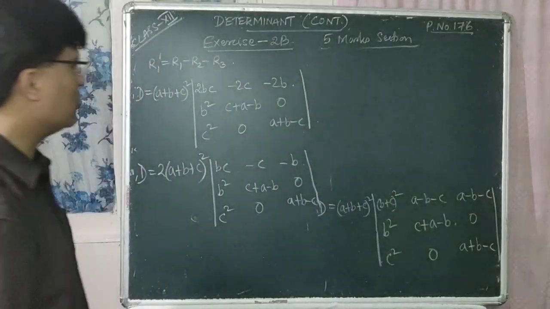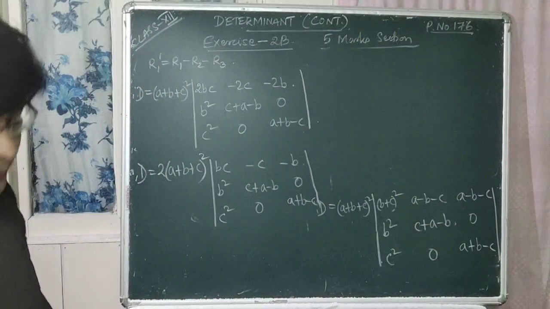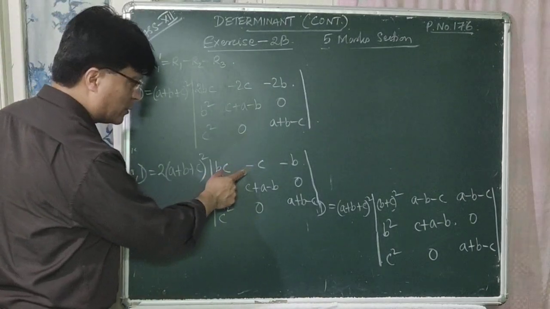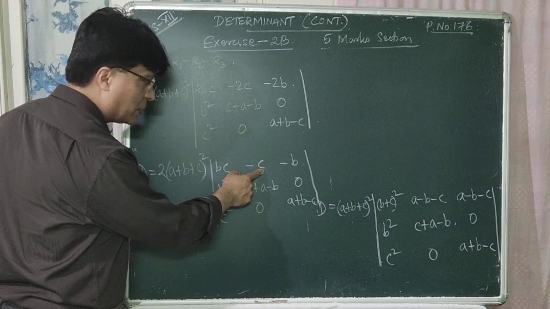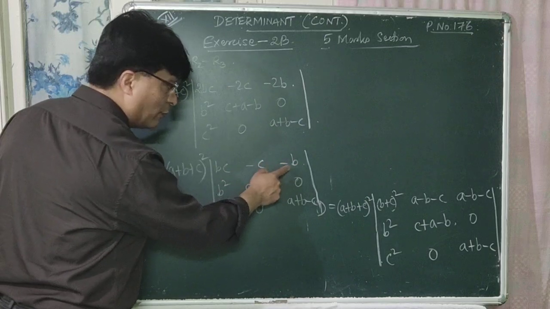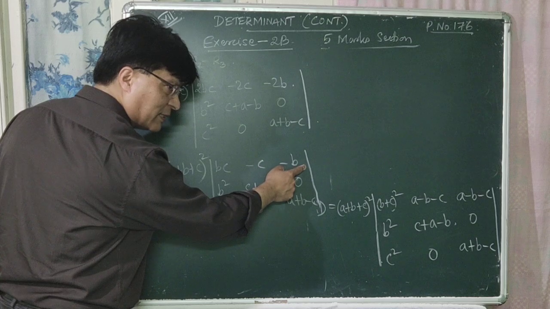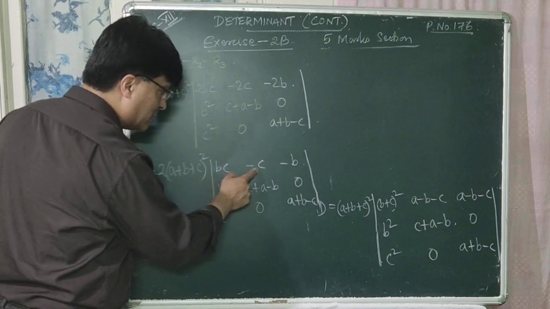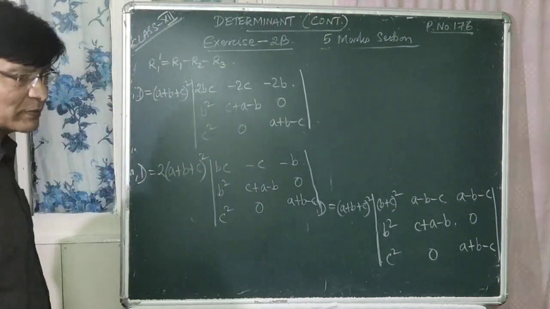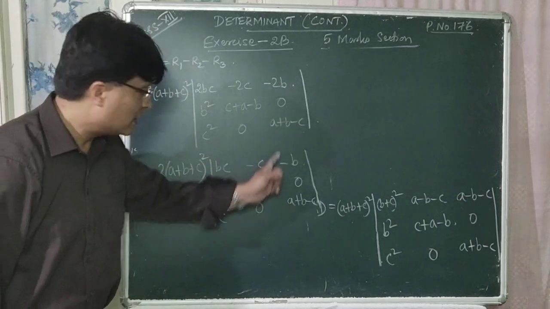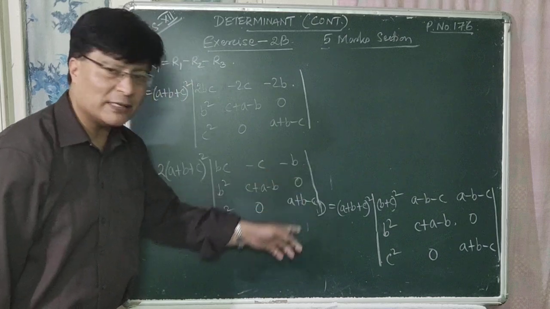So now what will you do in the next step? If you multiply it by b, this will be minus bc. If you multiply by c, this will be minus bc, isn't it? So that you can take bc common here. So this second column should be multiplied by b and this third column should be multiplied by c.